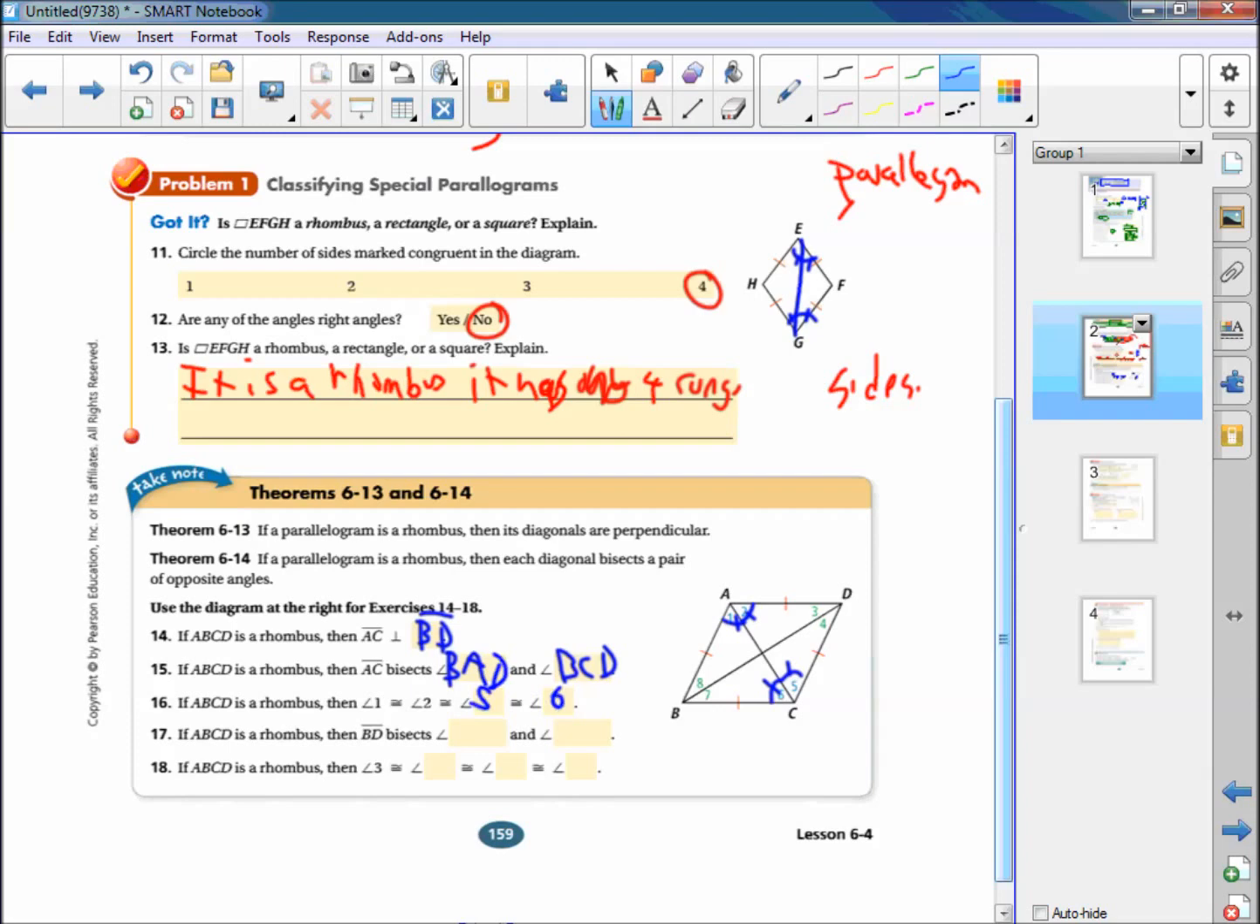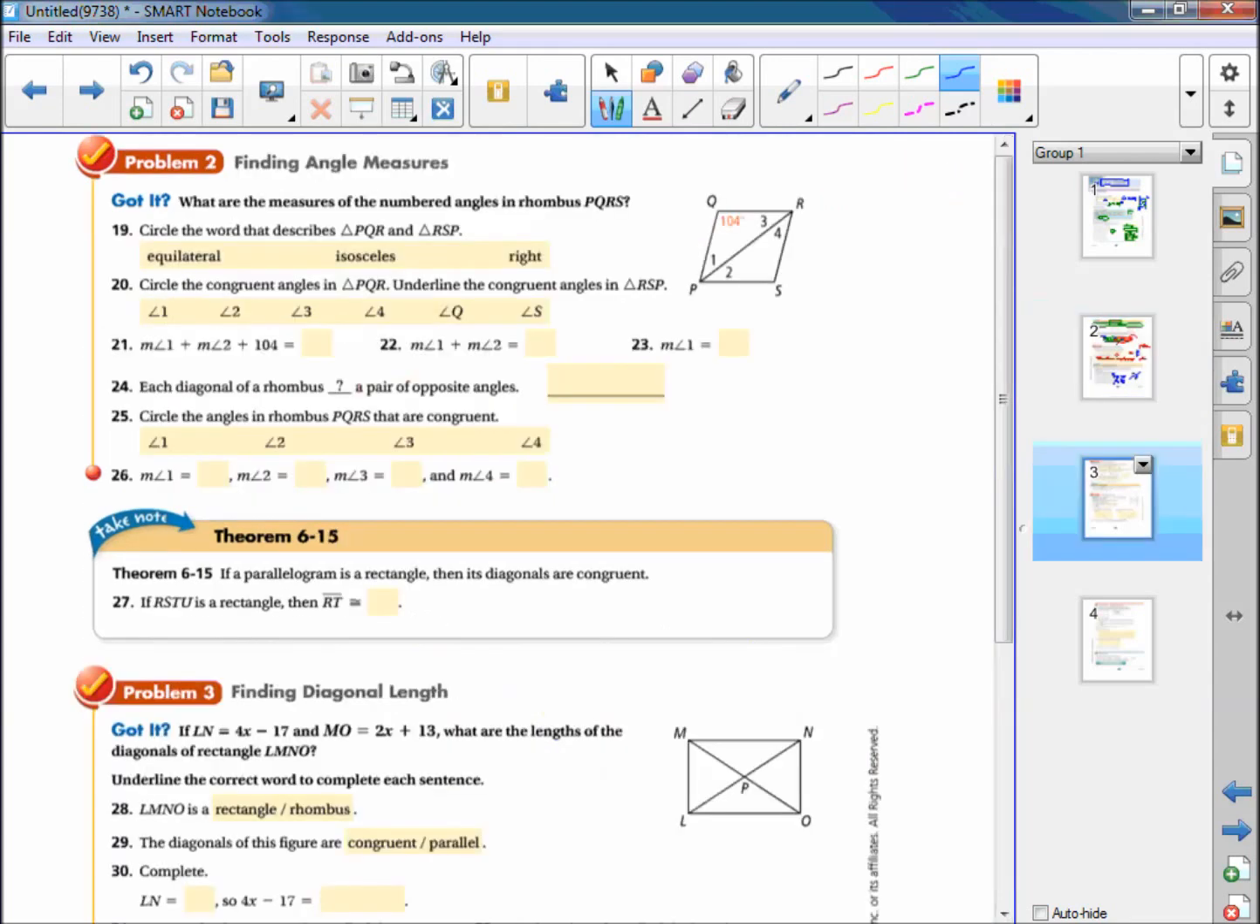If ABCD is a rhombus, then BD, this guy, should bisect angles what? Let's see, BD is going to bisect angle ADC and angle ABC. And that's going to make angles 3, 4, 6, and 7 all the same. All right, let's flip it over and learn some more about these special parallelograms.